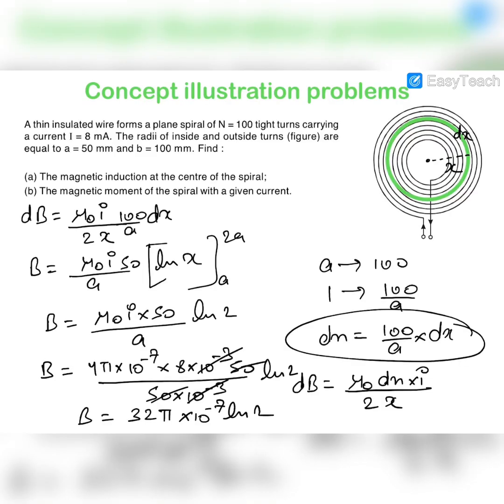Now if we have to find the magnetic moment, then the small magnetic moment due to that element will be NIA.